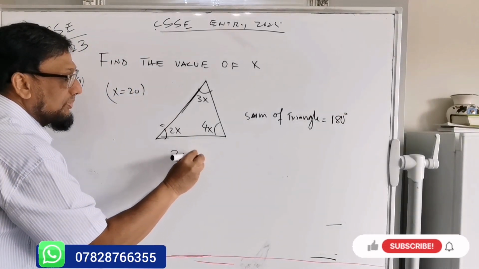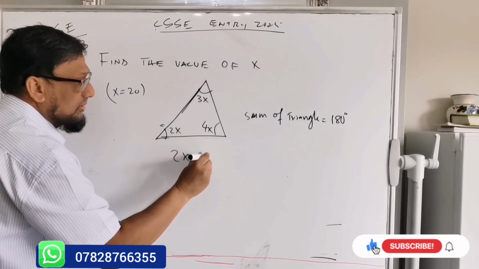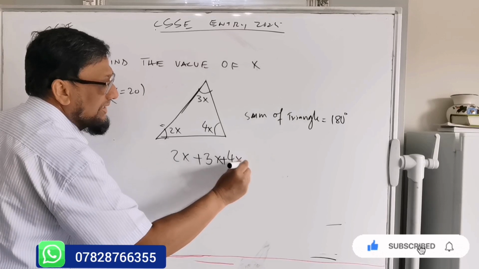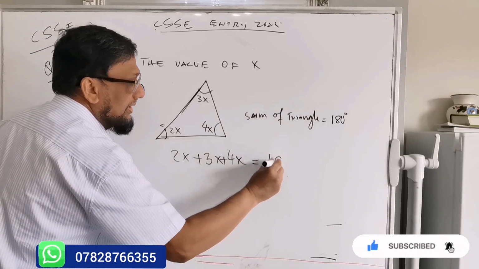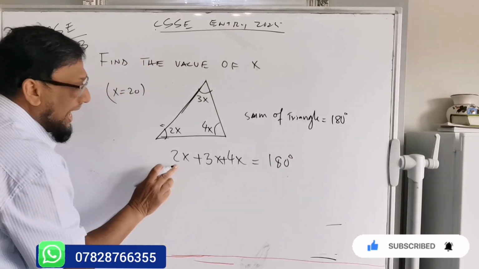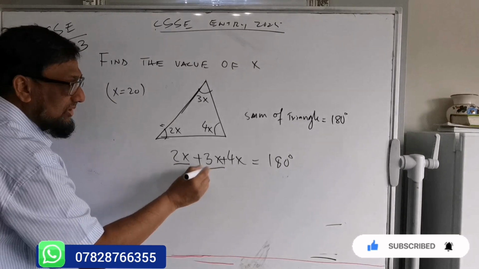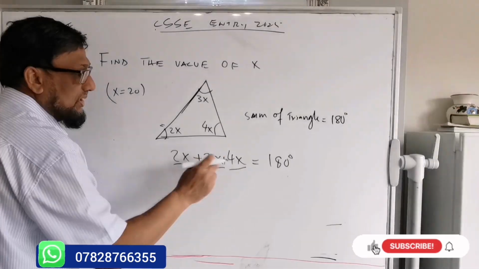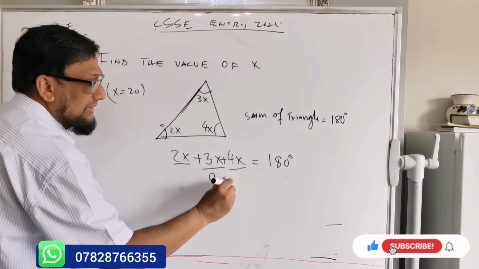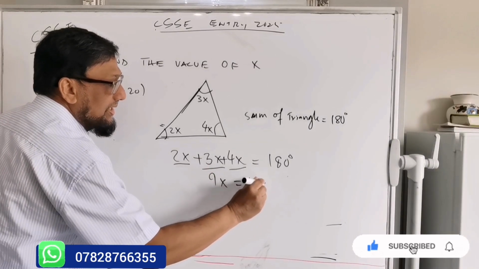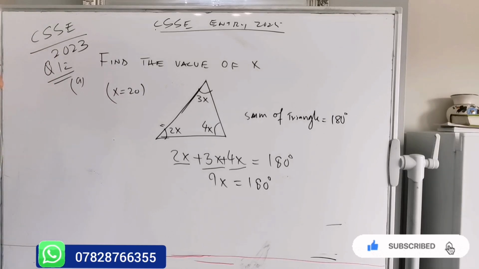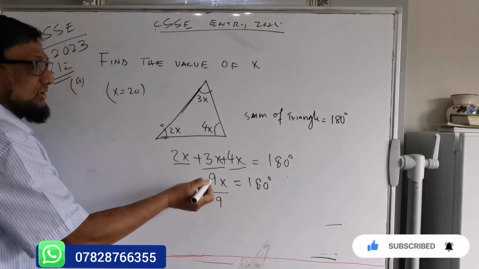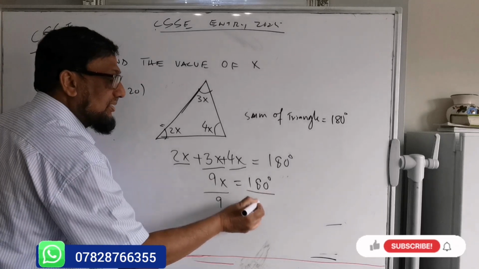What you're going to do is 2x plus 3x plus 4x equals 180 degrees. You can add 2x, 3x, 4x, so it's going to be 5 plus 4, which is 9x, equal to 180 degrees. As per the equation, we divide both sides by 9 to find the value of x. So very simple.